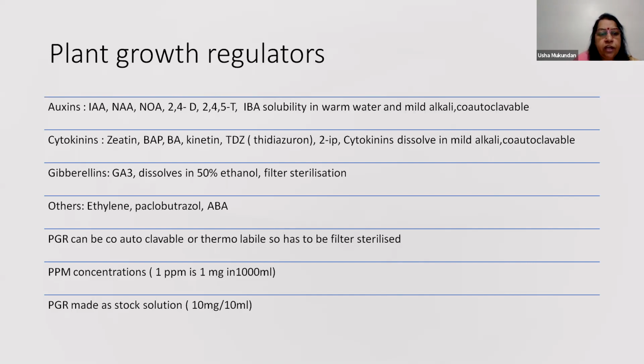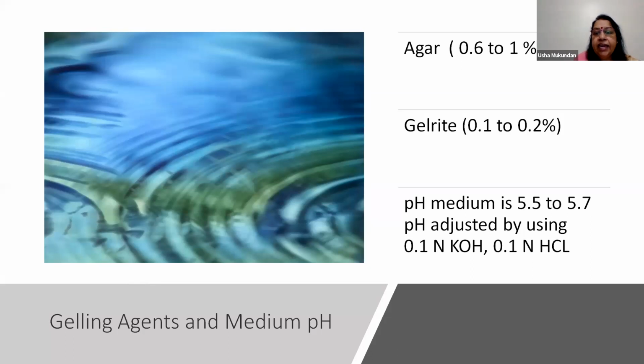Other PGRs which you can use are ethylene, abscisic acid, etc. Again, I repeat, the PGRs are used in concentration of parts per million. Now the gelling agent is agar. Can anyone tell me from where you get agar?